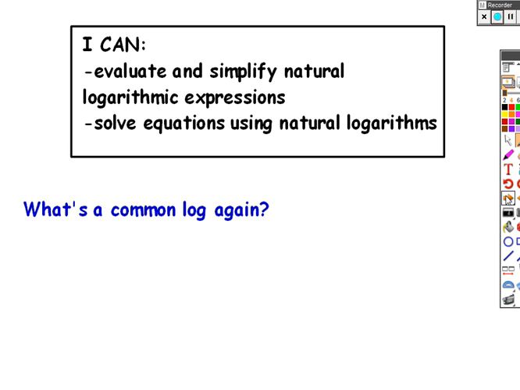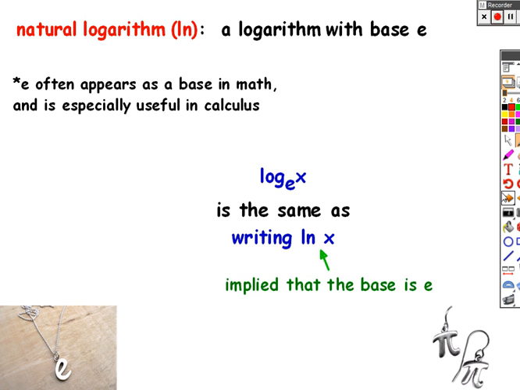Goals today then, we're going to look at how we can evaluate natural logs and solve equations using the natural logarithm. So what's a common log? Well, a common log was anything with a base of 10. So if I didn't see a base written, that would be a common log. It was implied that the base was 10. Well, today we're going to look at what's called the natural log. E often appears as a base in math, just like with that PERT formula, and science equations also often involve a base of e, and it is especially useful in calculus. So the natural logarithm is a logarithm with a base of e.